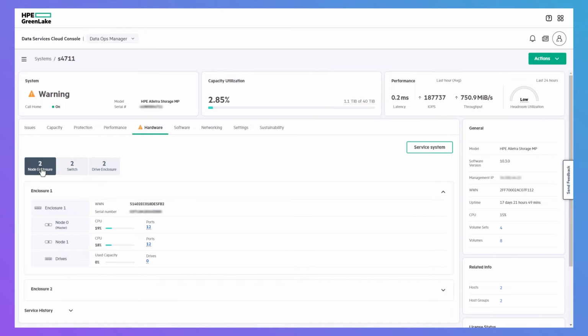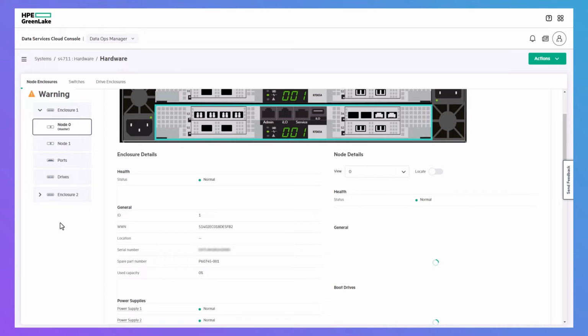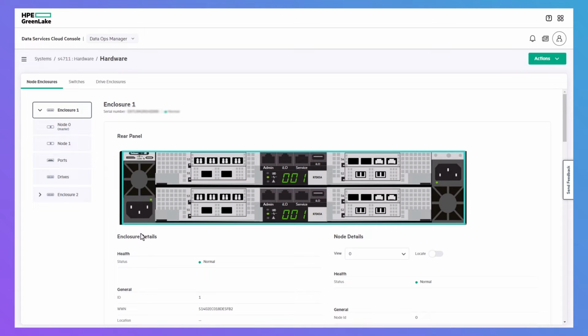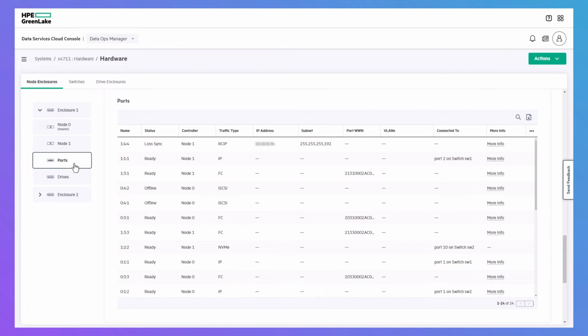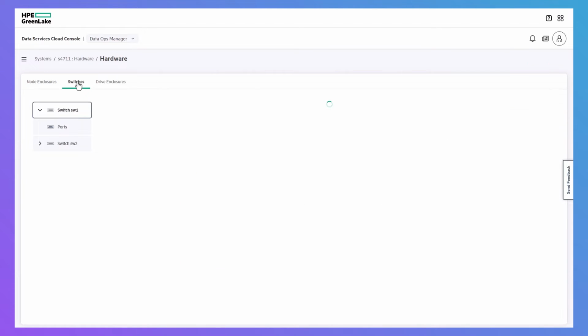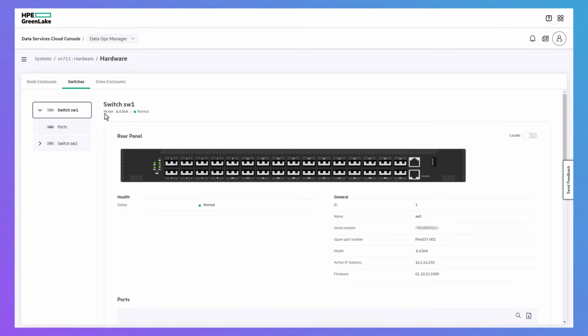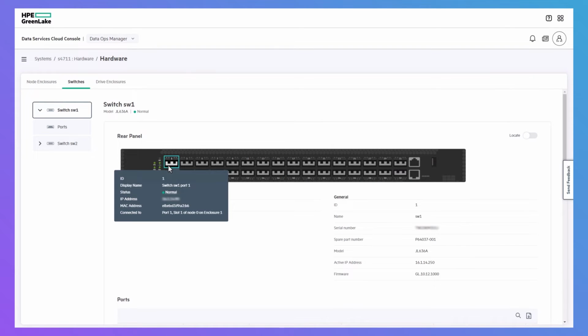Instead, I just want to point out that you can see the status of the other hardware components, including the controller nodes, the ports, and since this is a switched system, the switches that interconnect the controllers and drive enclosures. Hovering over any of the pictures lets you see the details of the individual components.